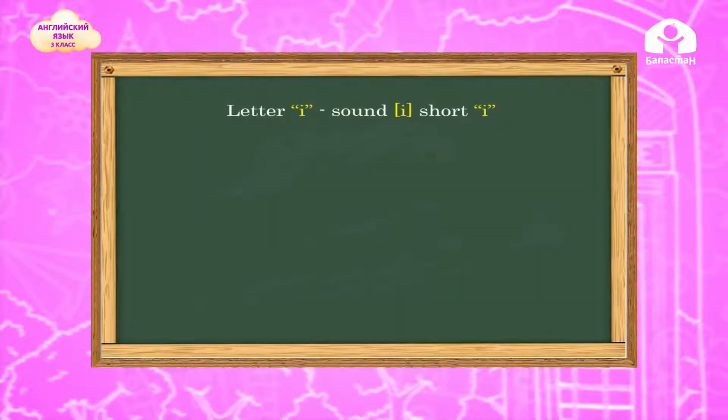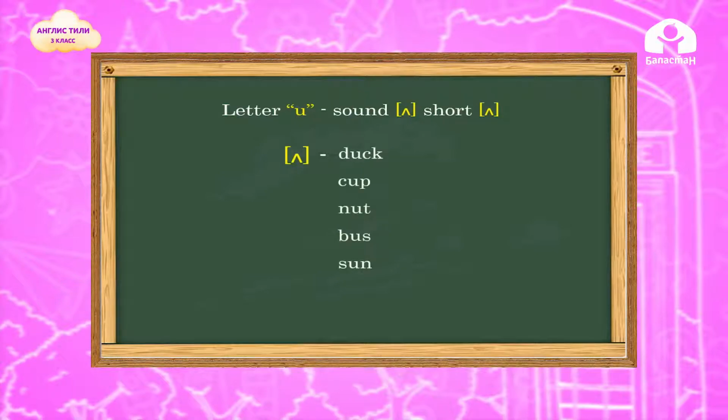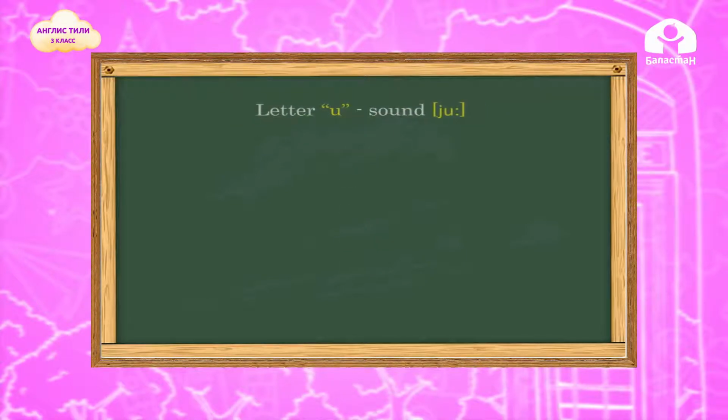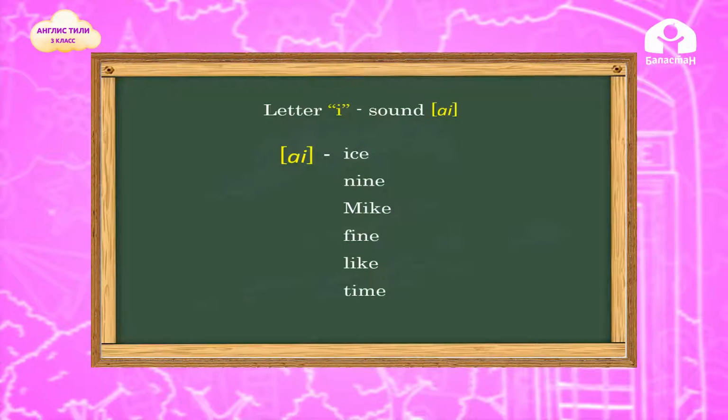Letter i, short i sound. Pig, lip, kid, zip, win, tin, big. Letter u, sound a. Duck, cup, nut, bus, sun. Let's read the words. Letter u, sound u. Tube, cube, music, use. Letter i, sound i. Ice, nine, mic, fine, like, time.